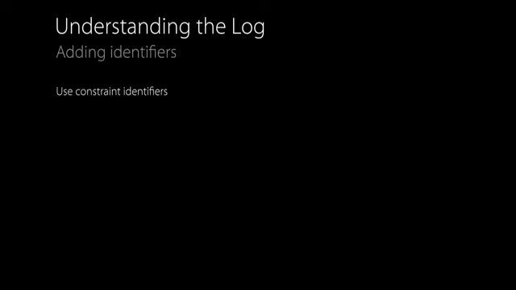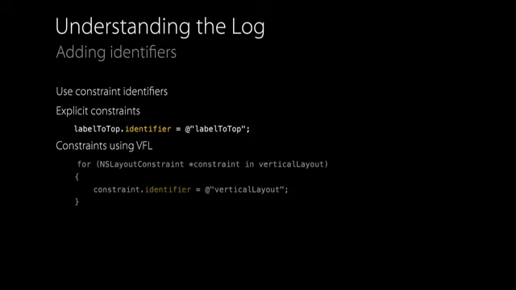If you're using explicit constraints, it's just a property. I suggest naming the identifier the same thing as you're naming your constraint, just so it's easy to find later if you need to dig it out of your code. But you can name it anything you want, so go forth and do so. If you're using the visual format language, you get an array back. You don't get a constraint back. So you have to loop through that array and set the identifier on every constraint.